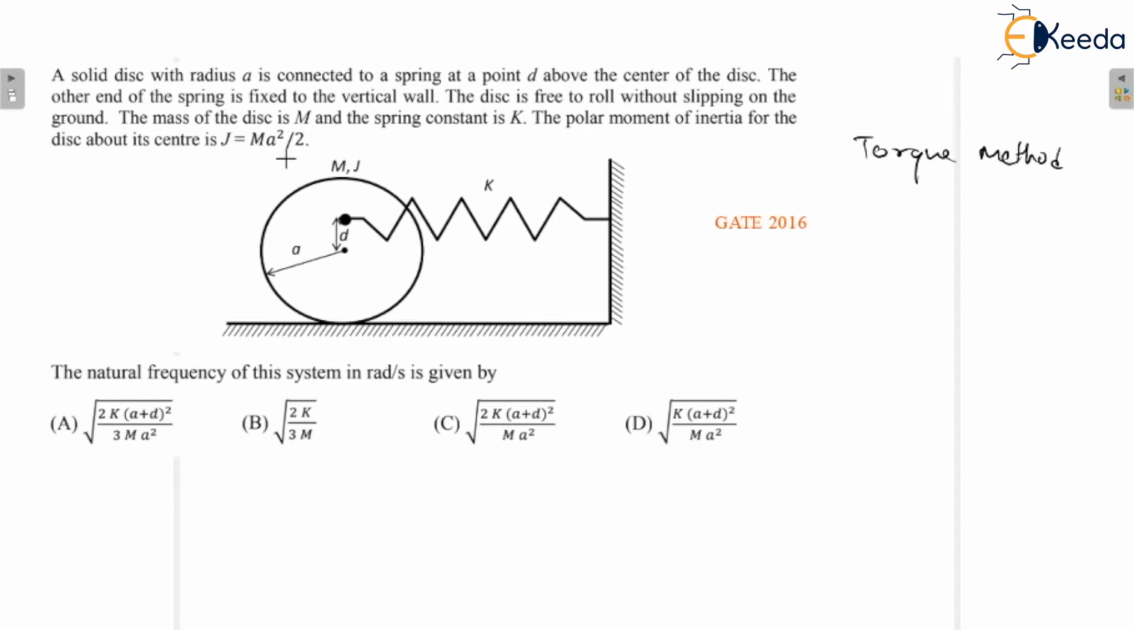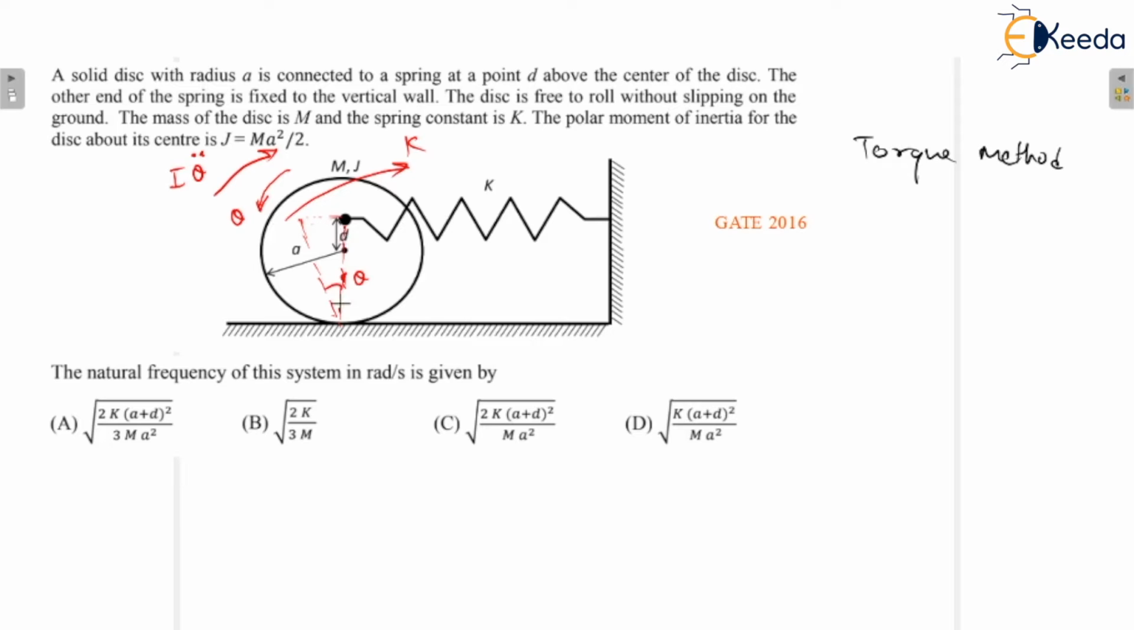So see here, let us assume that we give a small angular displacement to this disk like that. Theta is the small angular displacement we have provided to this disk. If theta is in that direction, we know that the inertial torque would be opposite to it. So that would be I theta double dot. And the spring torque would be in the direction like that.